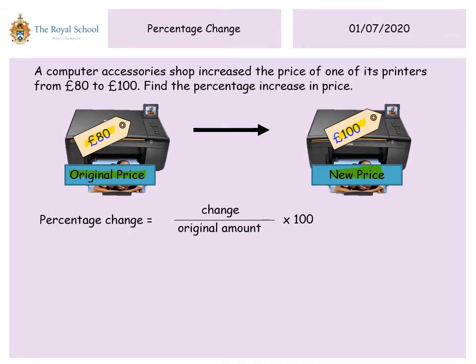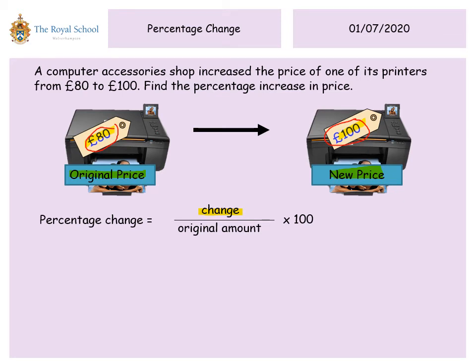So have a look at our formula. Percentage change equals the change divided by the original amount times by 100. So we need to work out, well, what is the change in the price? Well, it's gone from £80 up to £100. So the change in the price there is 20. And we also might need to know, has it increased or decreased?